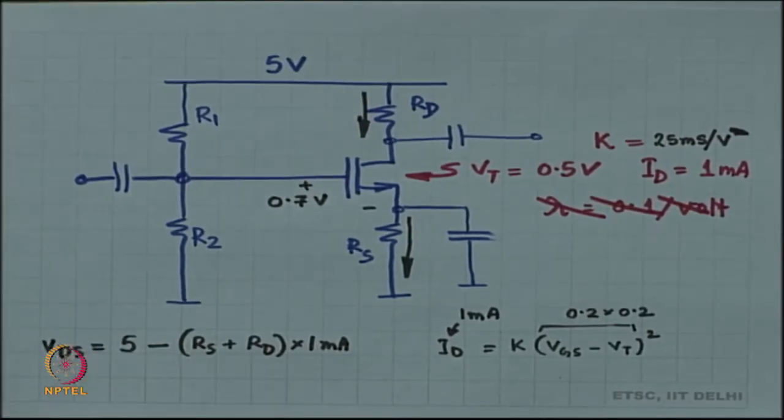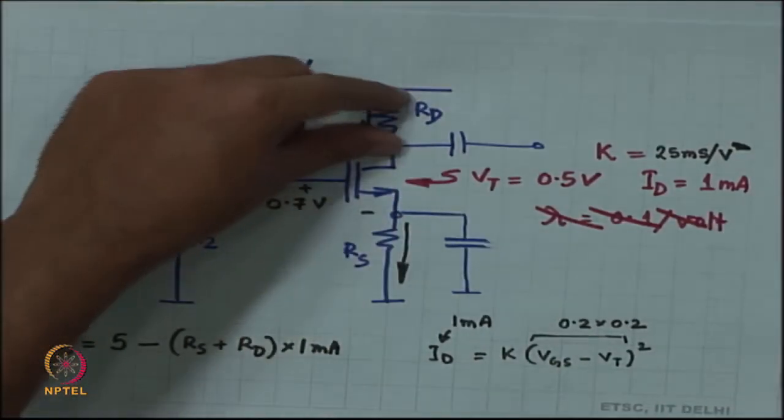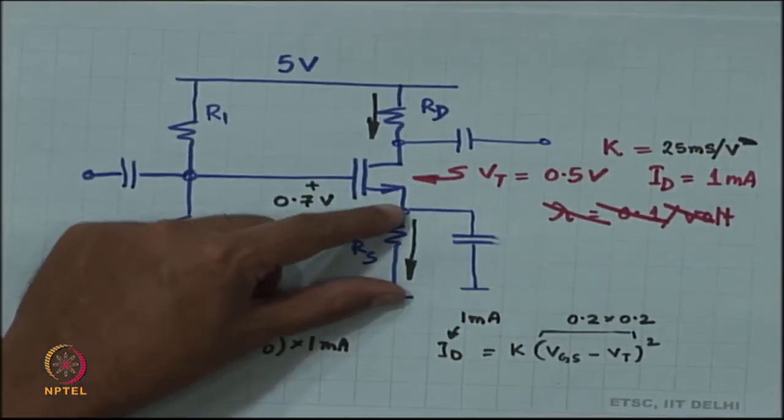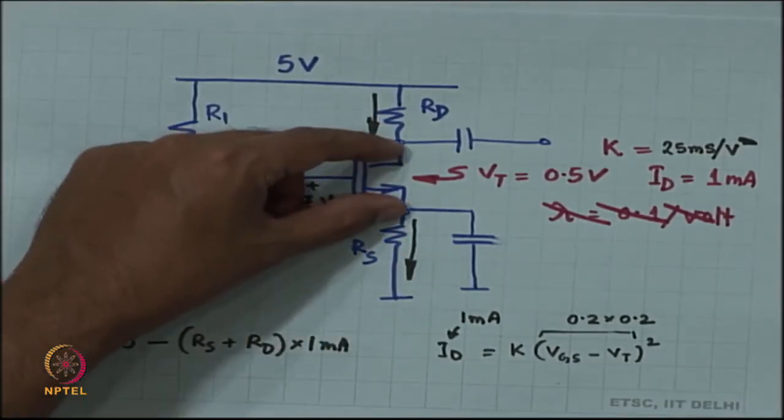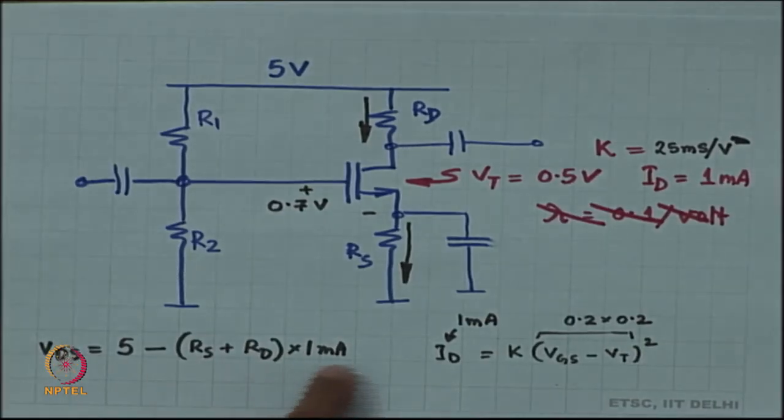Fine. Do you understand what we are doing? 5 volts, right, RD times 1 milliampere, RS times 1 milliampere, the remaining part is VDS. So, VDS is 5 minus RS plus RD times 1 milliampere. Any questions so far? Okay.